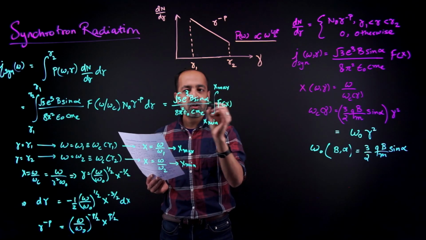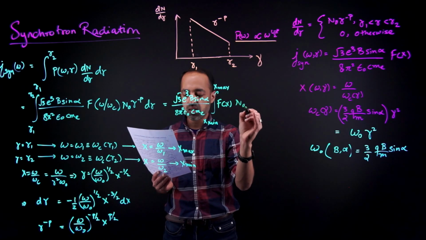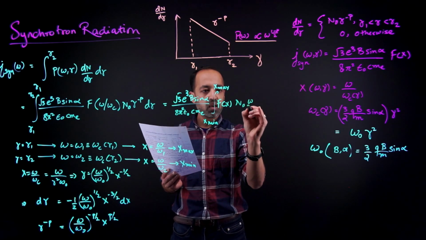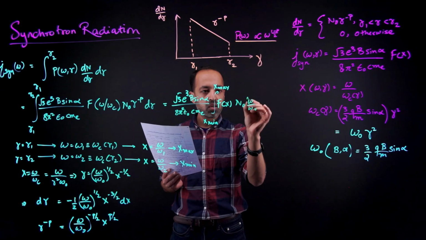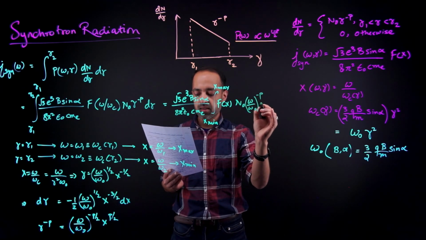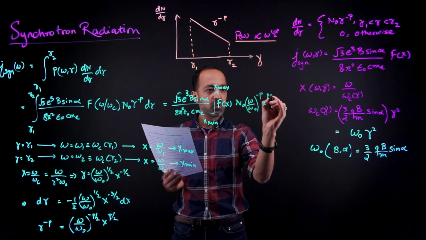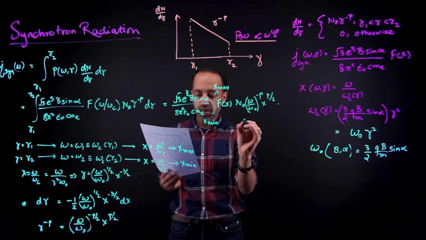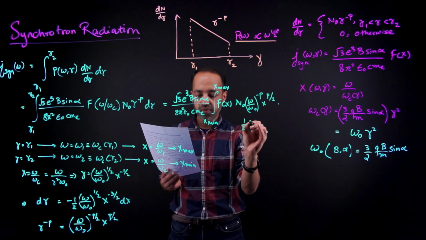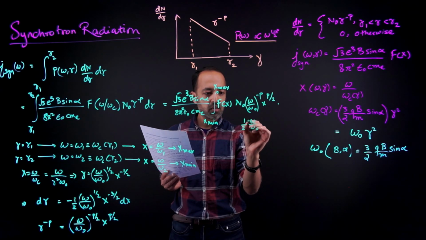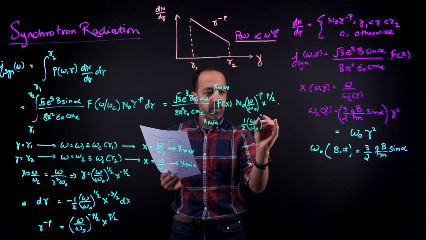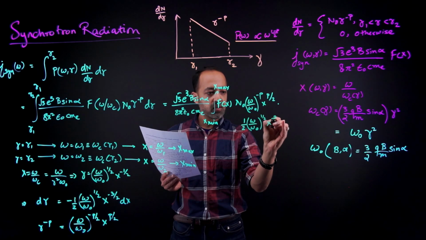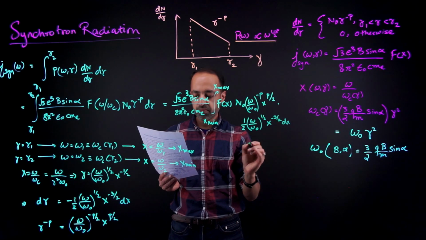And then there's this n naught, let me just put it in here. So it's n naught (omega over omega naught) to the (1 minus p) over 2, just so you can see the pieces, x to the power of p over 2. And then I'm going to just write this down here, but it's part of the same integrand, 1/2 (omega over omega naught) to the power of 1/2 x to the power of minus 3/2 dx.